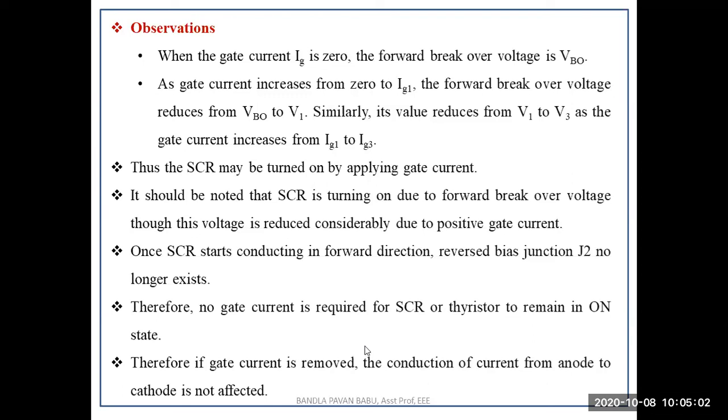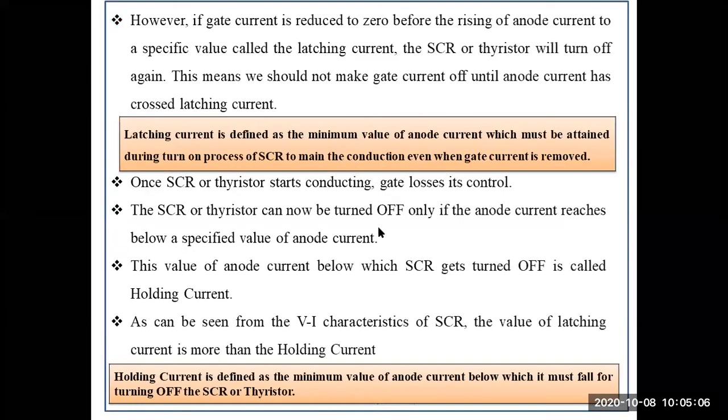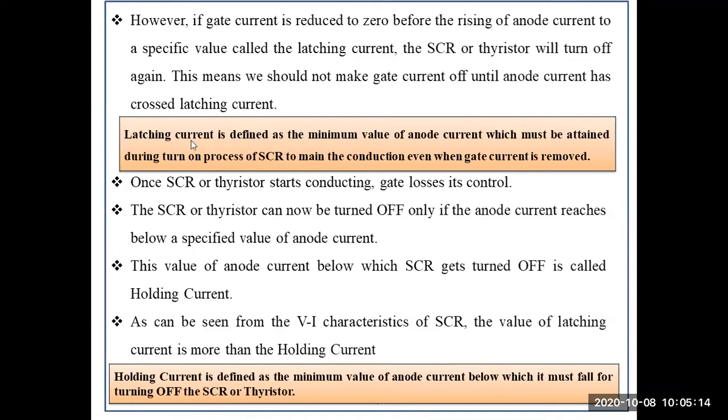Every time that is not possible, and this is one of the drawbacks of the SCR. Now we'll highlight holding and latching current once again, and you can refer to these points. Latching current is defined as the minimum value of anode current which must be attained during the turn on process of SCR to maintain the conduction even when the gate current is removed.